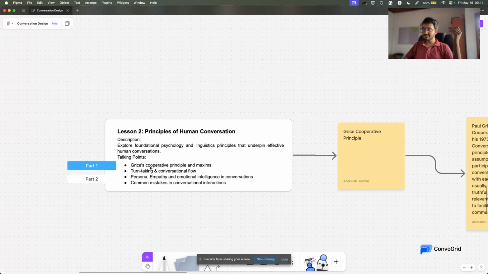Welcome back to the second part of our second lesson, which is mostly to do with the principles of human conversation, the different foundational psychology principles, and also personas and everything that is useful to in turn make a good bot experience. In the first part, we discussed Grice's cooperative principles and maxims about how conversation should be structured.